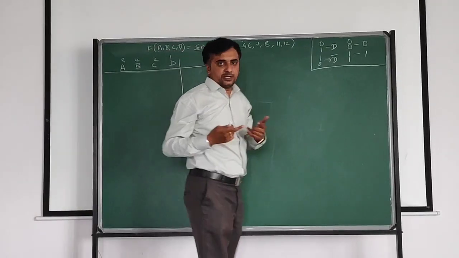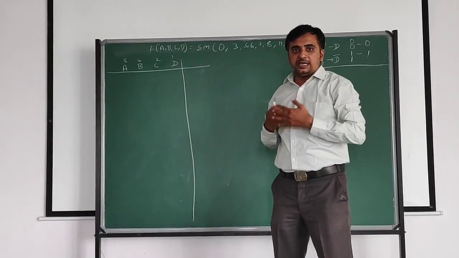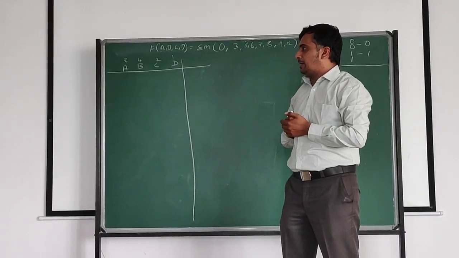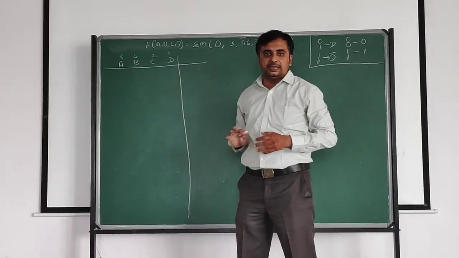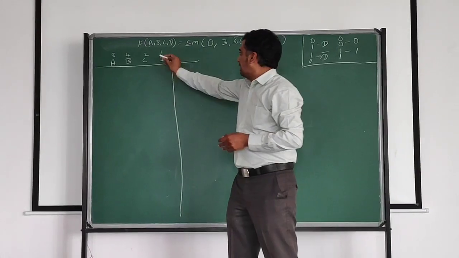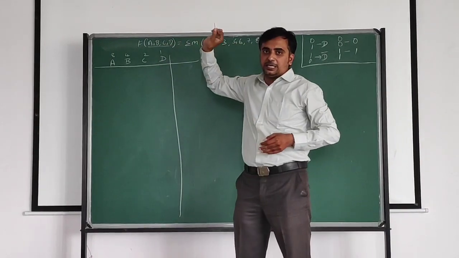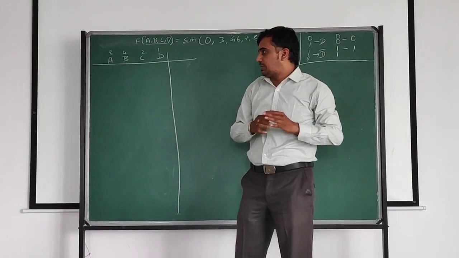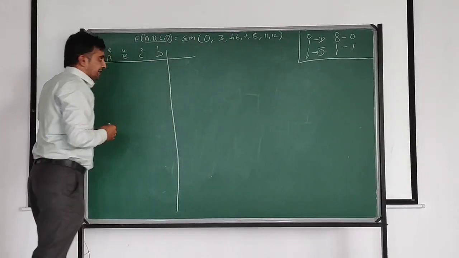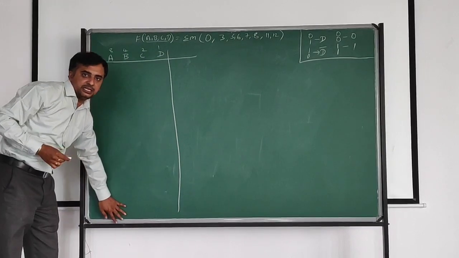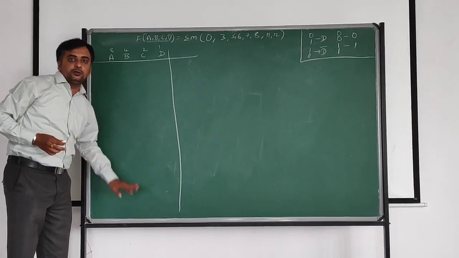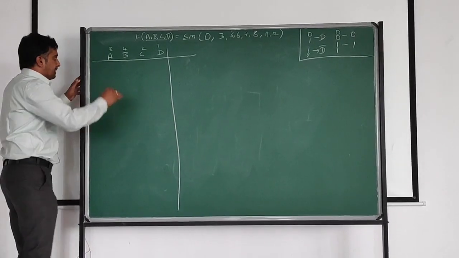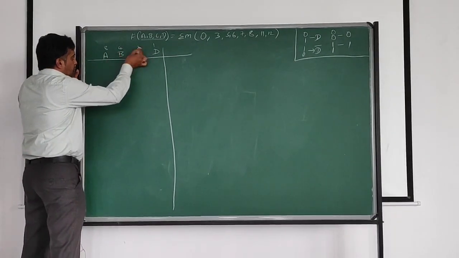Another important note: we are designing an 8:1 multiplexer. 8:1 multiplexer means 0 to 7, 8 inputs. Correct? But here we are using the 4 variables A, B, C, D, which indicates 16 inputs. Now we have to reduce it to an 8:1 multiplexer. How will we reduce it to an 8:1 multiplexer? So write it in the 8, 4, 2, 1 method.